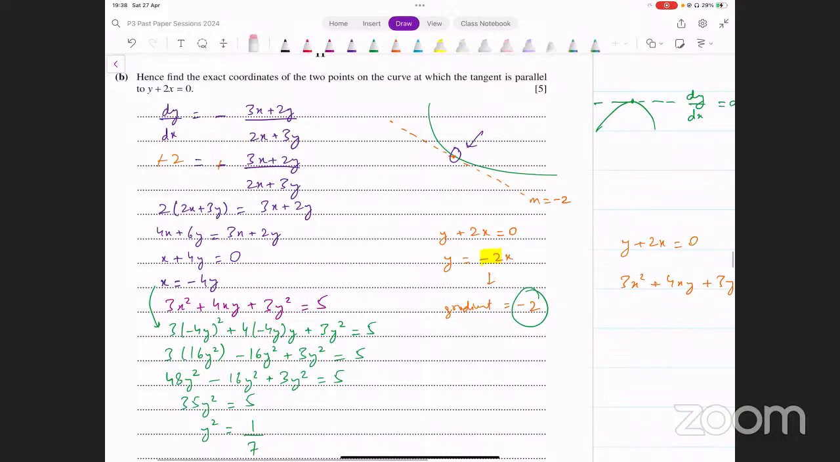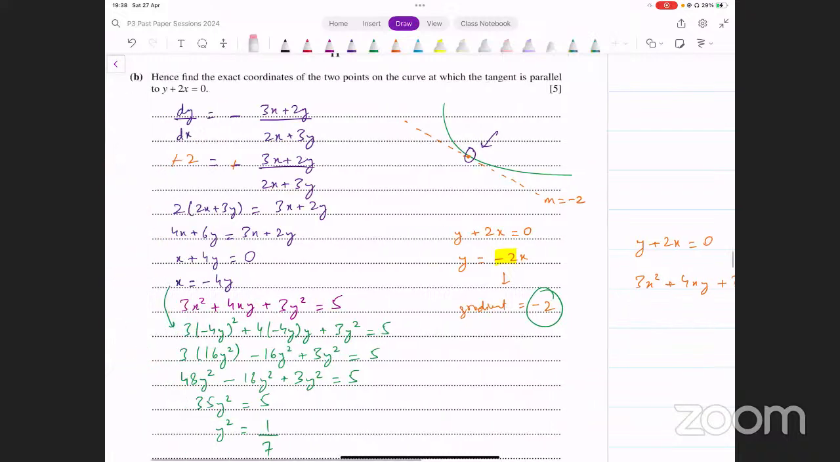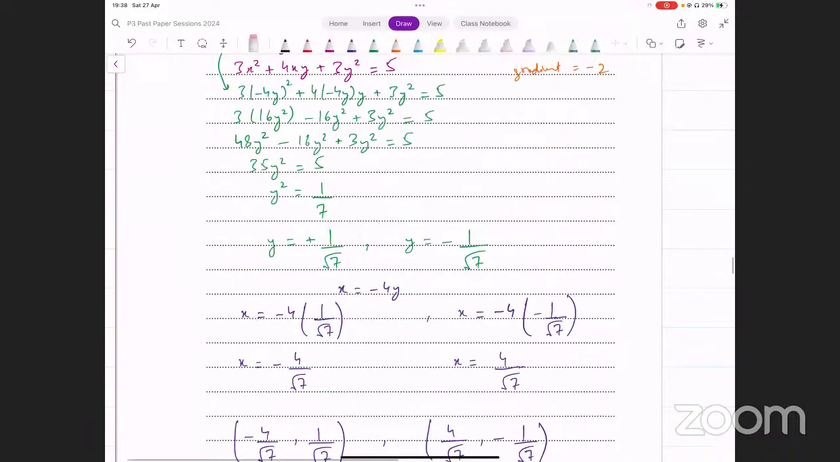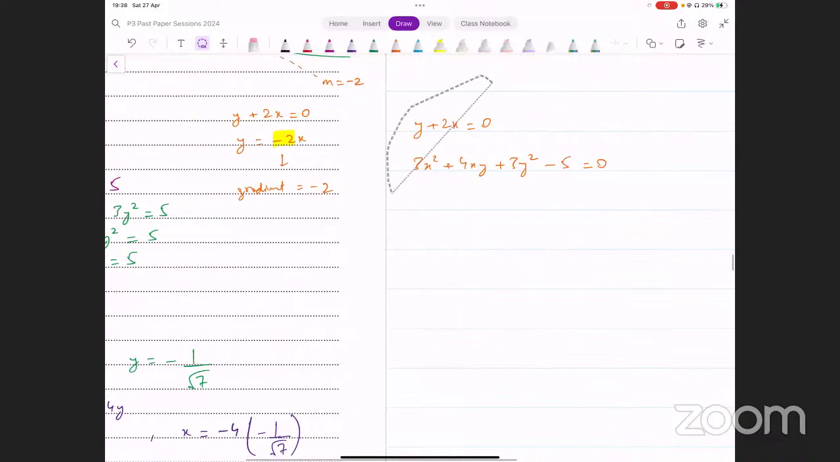Yes, Mustafa, if they did not ask you for exact coordinates, you can write them in decimals as well, and that's also okay. If they don't ask you for exact answers, then you can write it in exact form or decimals. In that case, both are going to work. All right.